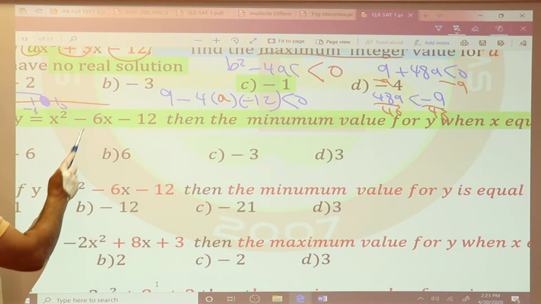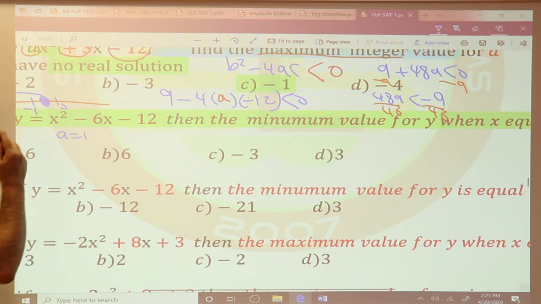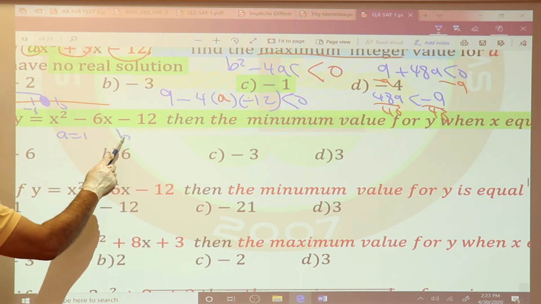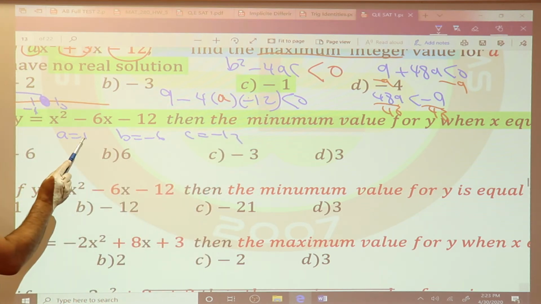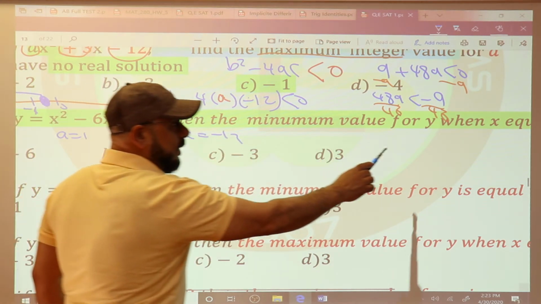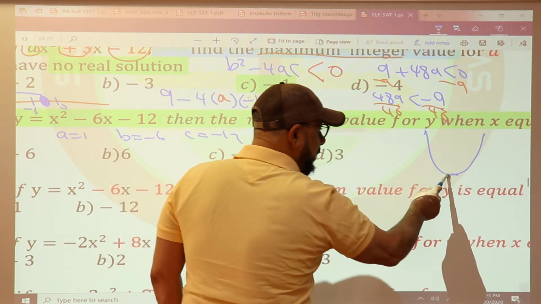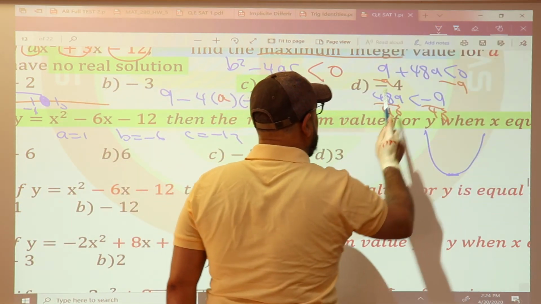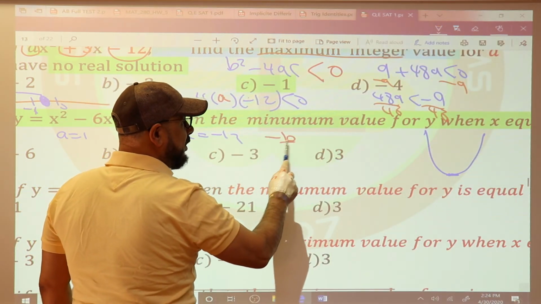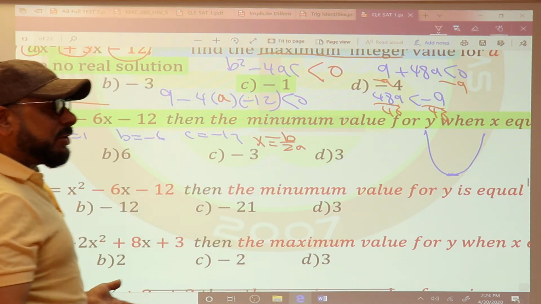A is 1, if you remember the previous classes, B is negative 6, and C is negative 12. A positive means the curve opens upward, so we have a minimum at the vertex. And the vertex is at x equals negative b over 2a, also the axis of symmetry.